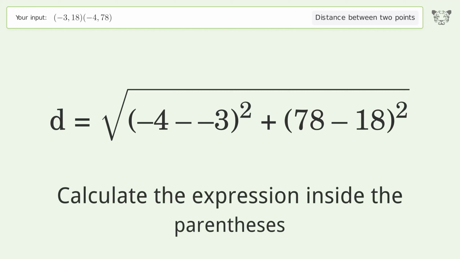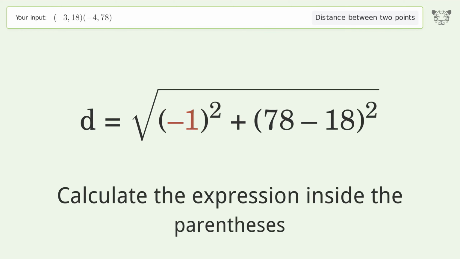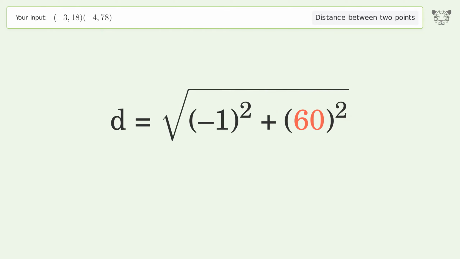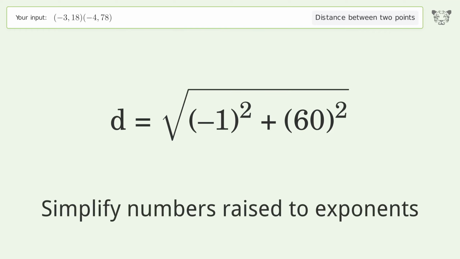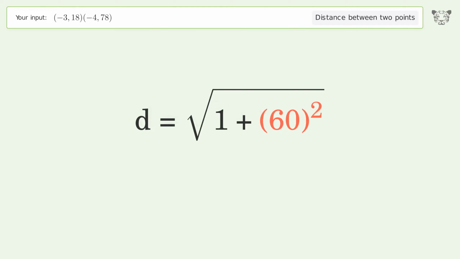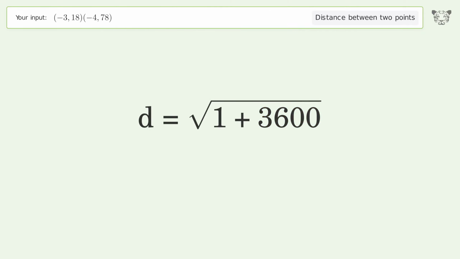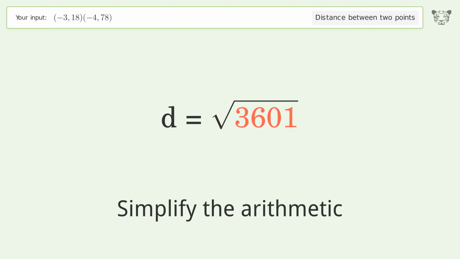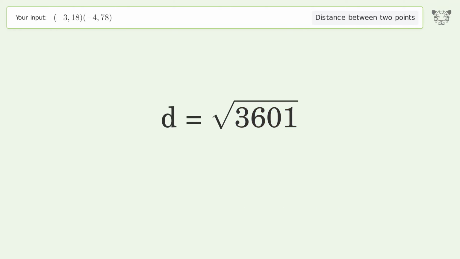Calculate the expression inside the parentheses. Simplify numbers raised to exponents. Simplify the arithmetic. And so the distance between the 2 points is the square root of 3601, or 60.008.